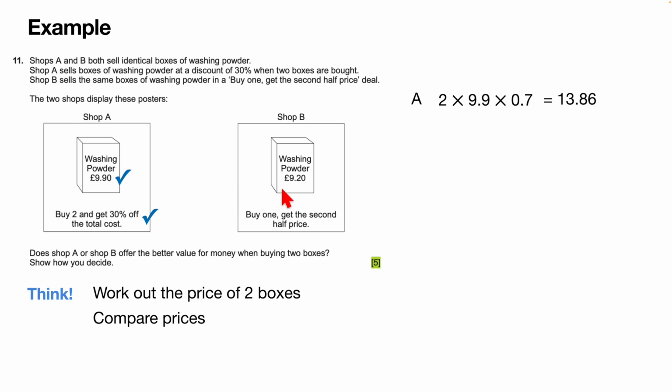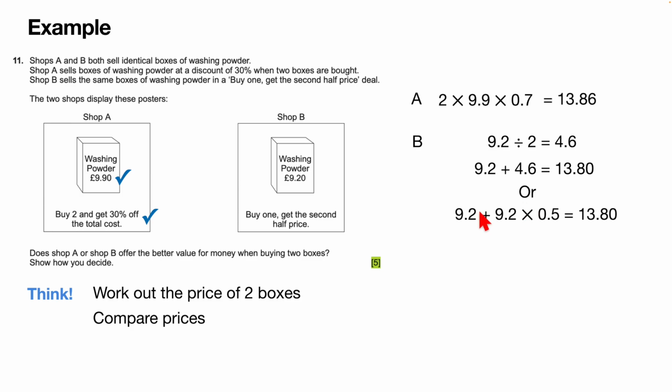The second one, shop B, washing powder is 9.2. If I buy one, I get the second one half price. Okay, so let's work out the half price one is going to be 4.6. So I am going to say 9.2 plus 4.6, 13.8. Oh, it's about the same price, isn't it? Alternatively, I could just do the whole thing together: 9.2 plus 9.2 times 0.5 equals 13.8. Same answer, just a different way of getting there, I suppose. I've got to check. I've included the price. Every bit of information on here has come into the price.